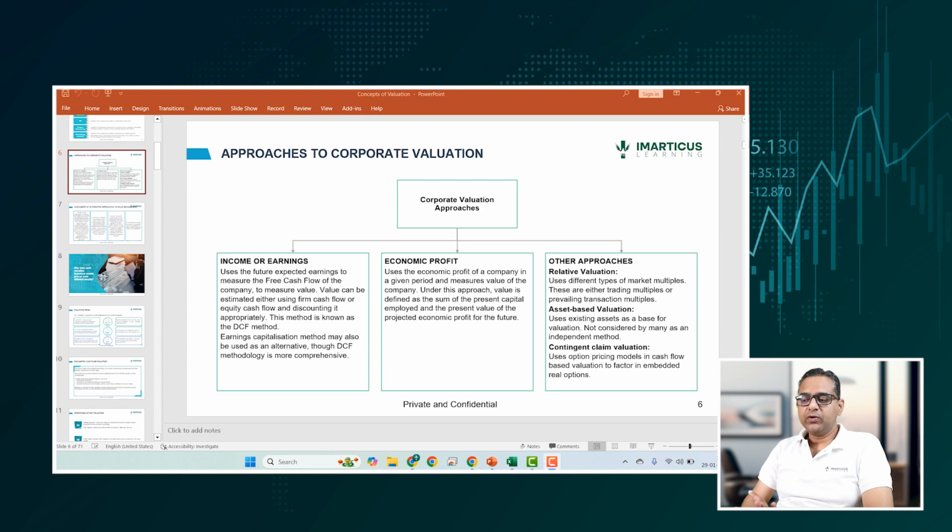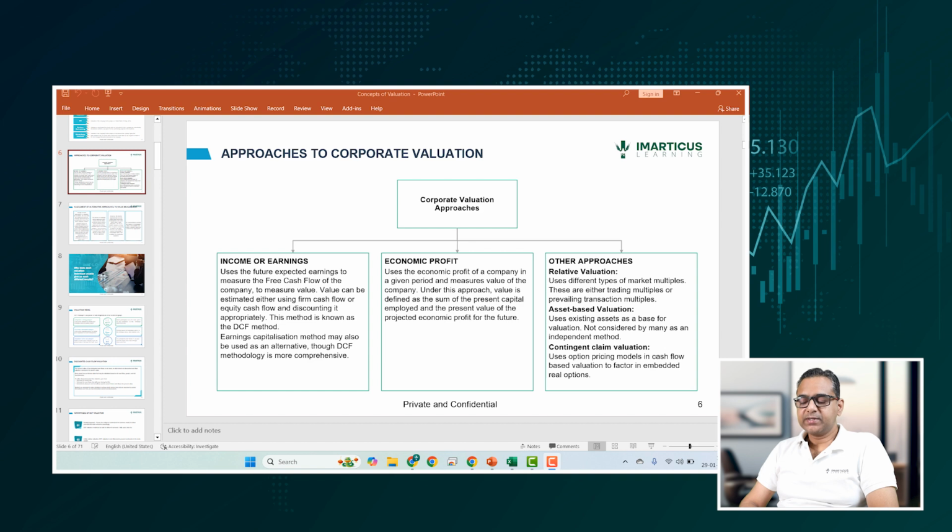So in relative valuation, this is one of the most popular techniques. This is the most widely used technique where we do the valuation. This is quick, easy as well. So in the industry, this is the most widely used valuation technique.